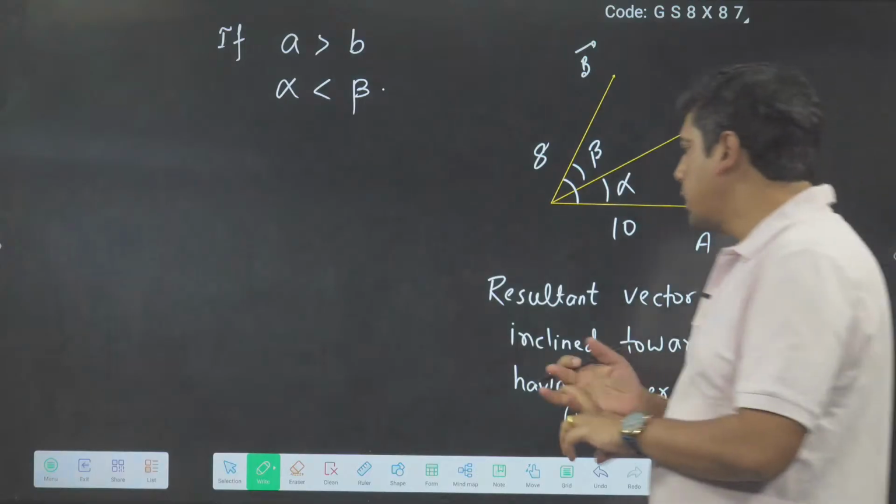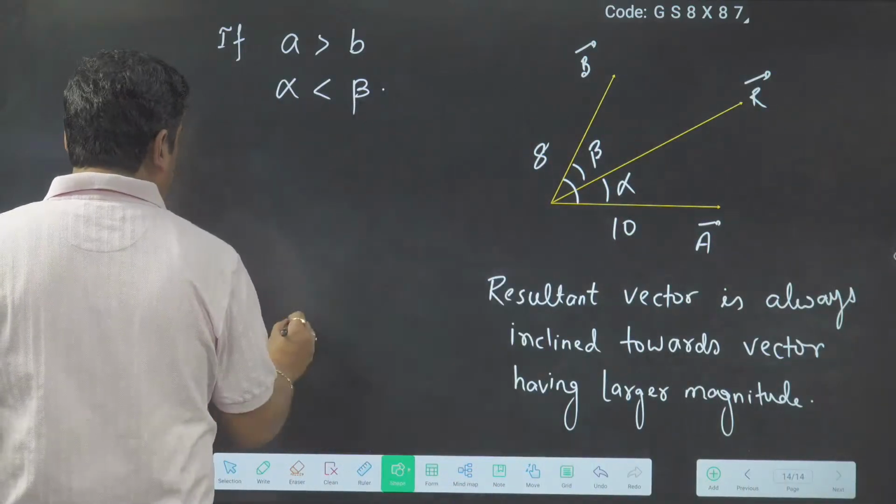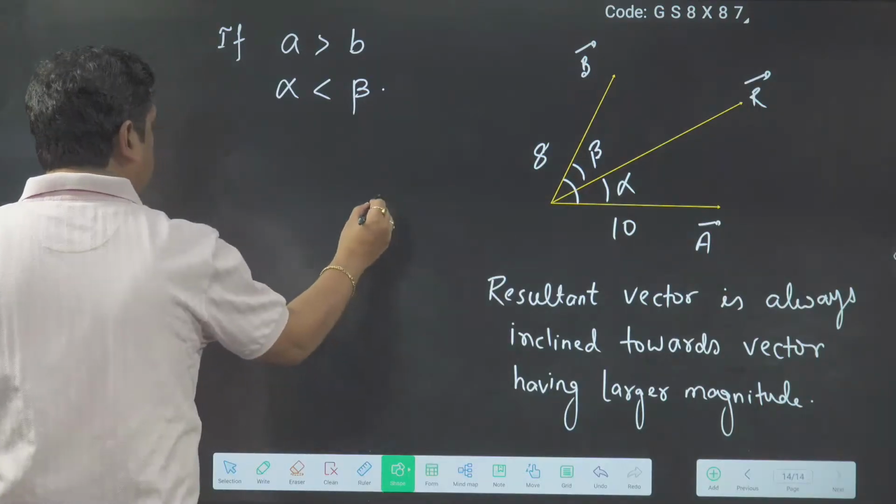How can you visualize this in the triangle rule? Same thing. Let's say this is A vector, this is B vector.